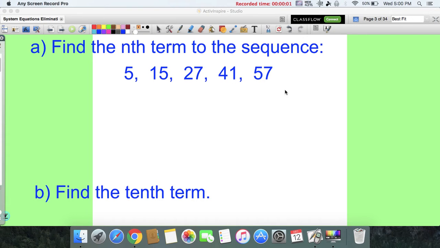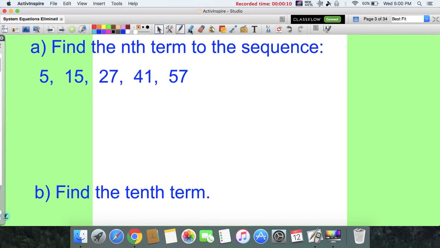Recording. So the first thing we did today was this particular question. So let me get this started. And I asked everyone to find the tenth term. So let me show you what the tenth term would be. That would be the 6th, 7th, 8th, 9th, and 10th.